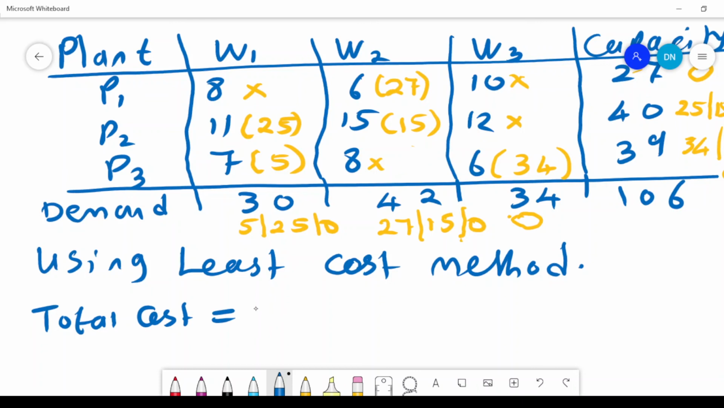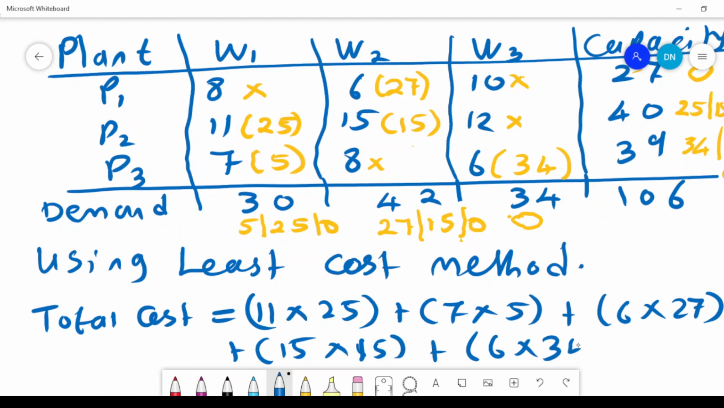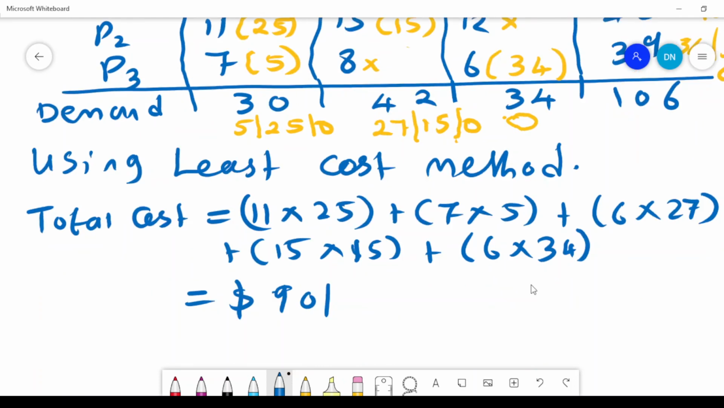And therefore the total cost will be equal to the cost per unit times the number of units, plus 7 times 5, plus 6 times 27, plus 15 times 15, plus 6 times 34. The cost is $901.